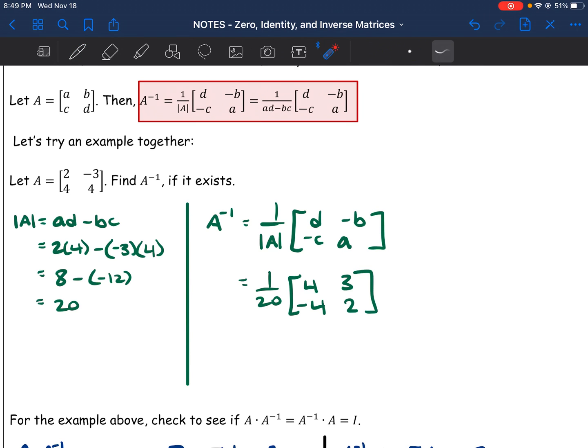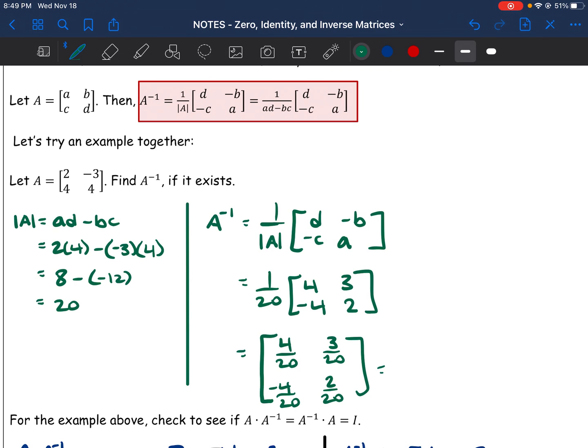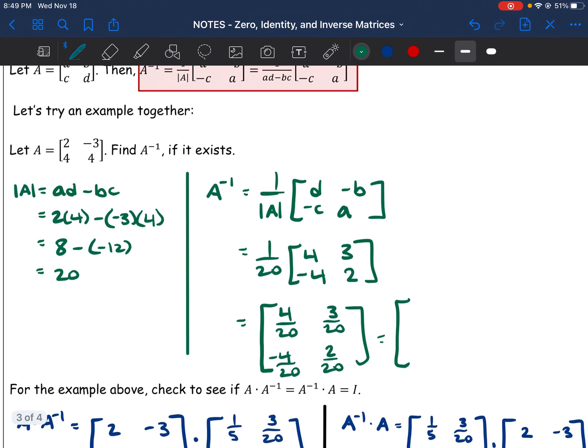And now all we have to do is take this 1 over 20 and distribute it as a scalar. This is going to give us 4 over 20, 3 over 20, -4 over 20, and 2 over 20. Simplifying these fractions, 4 over 20 is 1/5. -4 over 20 is -1/5. 3 over 20 cannot simplify, and 2 over 20 is 1/10.